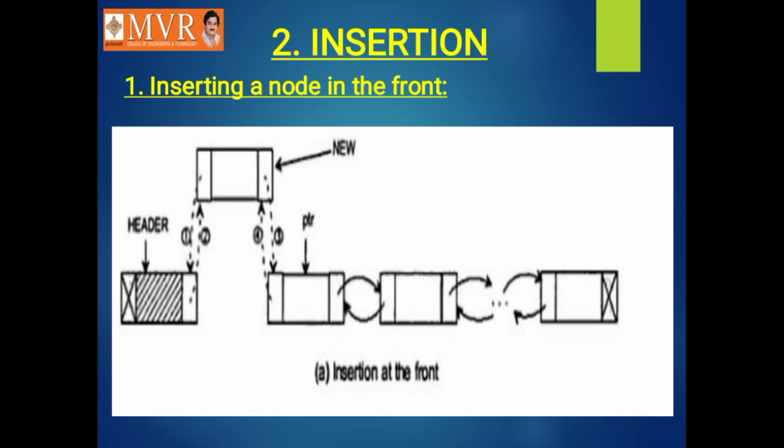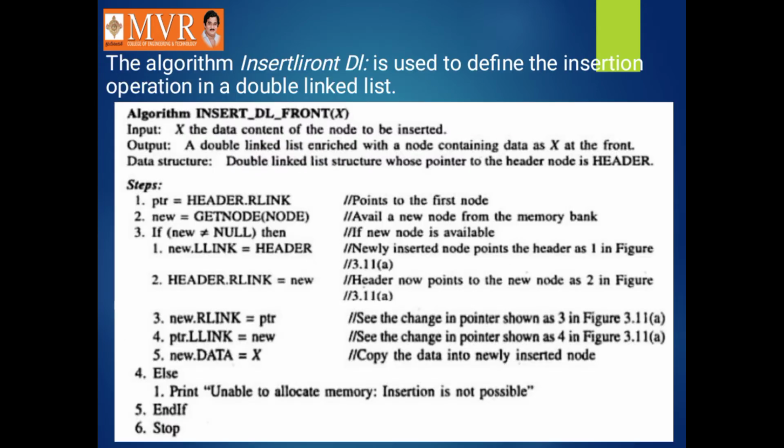See, here is an example for insertion of a node at the front of a double linked list. The new node is placed there and the links are being established, and here the links are clearly mentioned using the numbers 1, 2, 3 and 4, that is using the dotted lines. Okay. The algorithm for insertion of a node at the front of a double linked list is as follows.